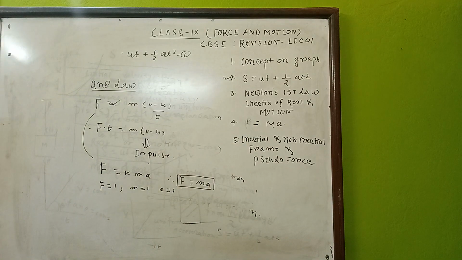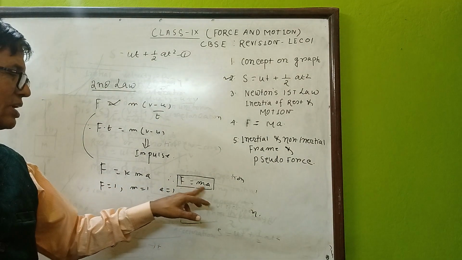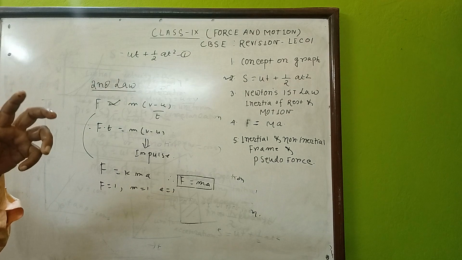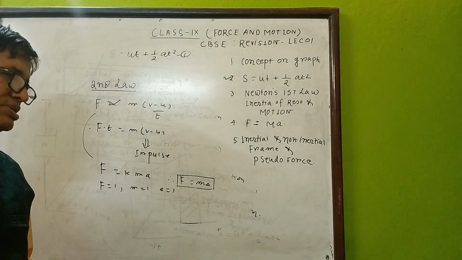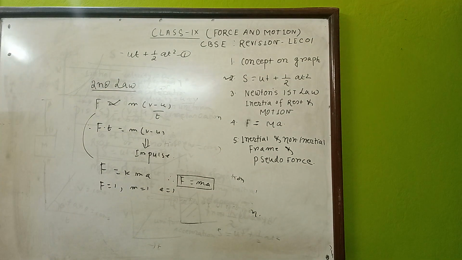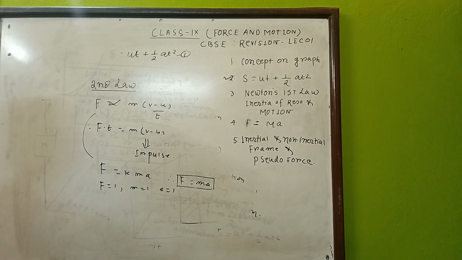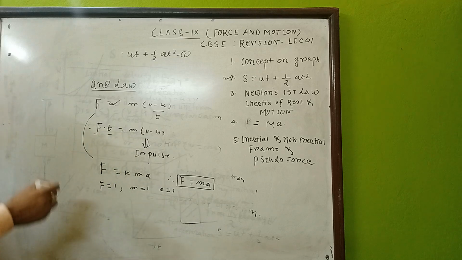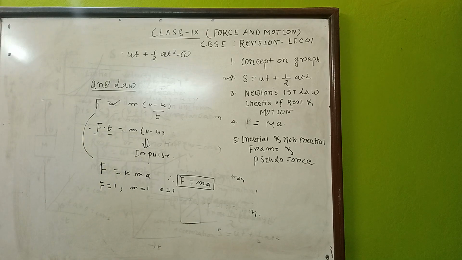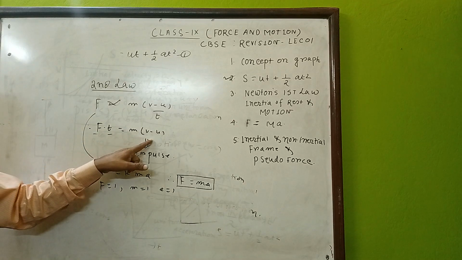So to calculate force, what will you do? Mass and acceleration. Whenever an unbalanced force acts on the system, it will be accelerated. The SI unit of force is Newton, 1 Newton, and the CGS unit is dyne. Now this force and time of action of force is known as impulse. Impulse is the change in momentum.